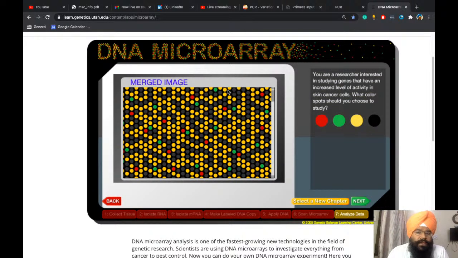So you are a researcher studying the cancer genes that have an increased level of activity in skin cancer cells. Which color spot should you choose to study? So here is the question, students, for you. You are a researcher interested in studying genes with an increased level of activity in cancerous cells, skin cancer cells. What color spot should you choose? Red, green, yellow or black?